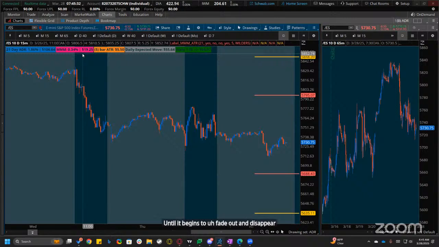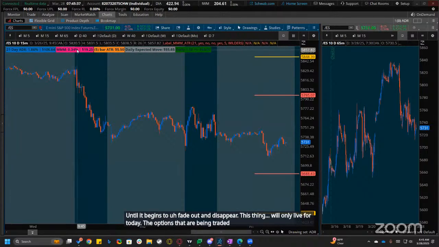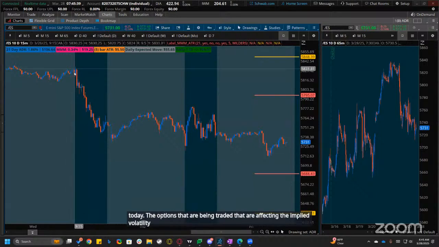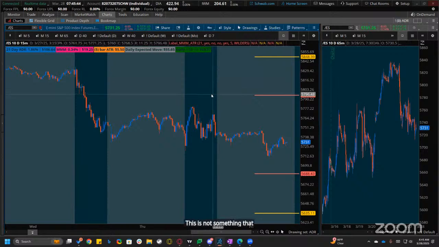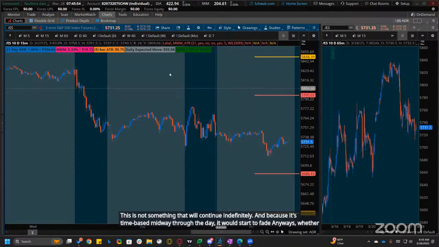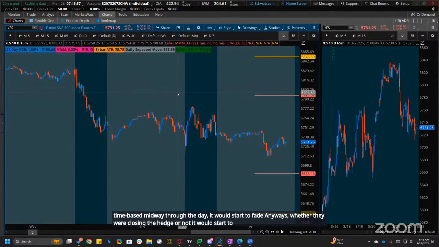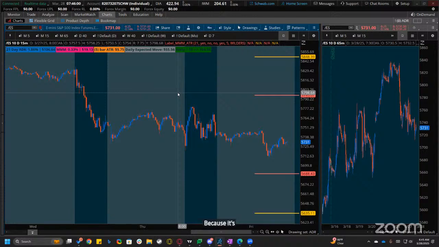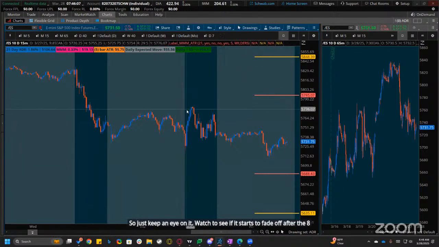This thing will only live for today. The options that are being traded that are affecting the implied volatility that causes this reading, they will expire today. So this is not something that will continue indefinitely. And because it's time-based, midway through the day, it would start to fade anyways, whether they were closing the hedge or not. It would start to fade because it's running out of life. It's running out of time. So just keep an eye on it. Watch to see if it starts to fade off after the 8:30 print, because that's what we would expect.